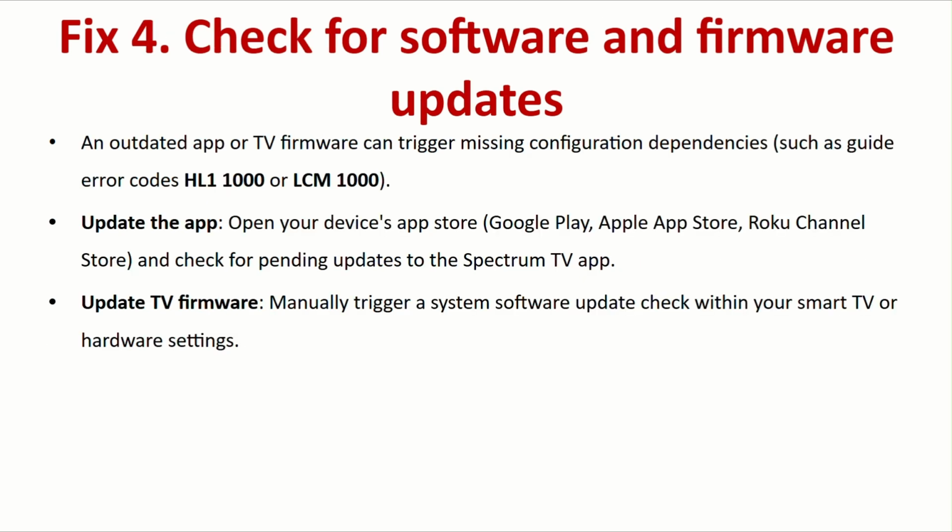Fix 4. Check for software and firmware updates. An outdated app or TV firmware can trigger missing configuration dependencies, such as guide error codes HL11000 or LCM1000. So update the app. Open your device's app store, Google Play, Apple App Store, or Roku Channel Store, and check for pending updates to the Spectrum TV app. Update TV firmware. Manually trigger a system software update check within your smart TV or hardware settings.